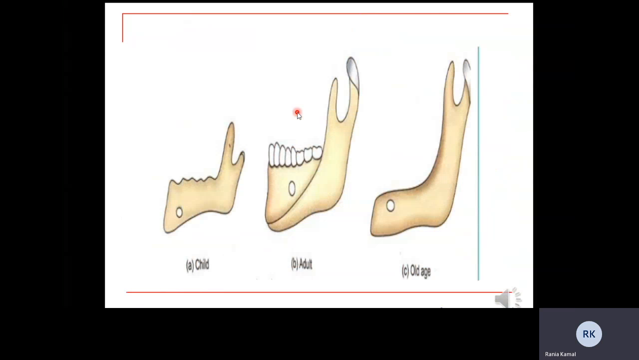This is the age development of the mandible. You will find in the child, the mental foramen is close to the lower border. This mandibular angle is an obtuse angle, about 140 degrees. The condylar process is nearly at the level of the body of the mandible, and the coronoid process is projected upward with growth of the mandible.